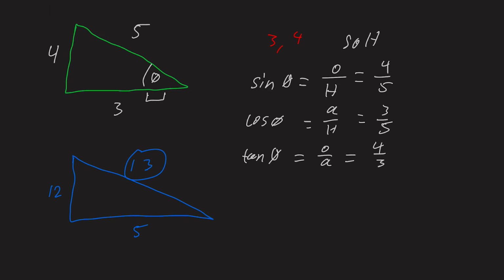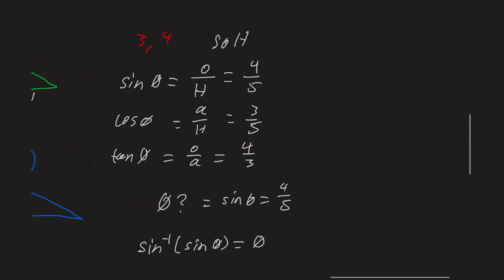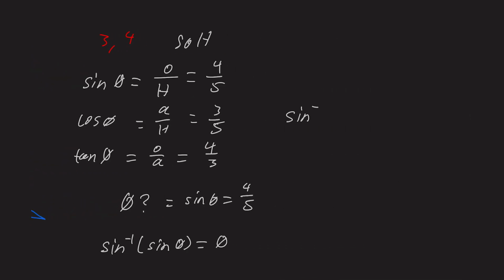So now, if I want to find theta, I'm going to, let's say, for example, use sine theta equals 4/5. Then, what I can do on my calculator is you can see above your trigonometric functions, you have sine raised to the -1. That is called inverse sine. An inverse sine works so that if I take the inverse sine of sine of theta, that equals theta. So therefore, I can take the sine inverse of both sides, and I'm left with theta equals the sine inverse of 4/5.